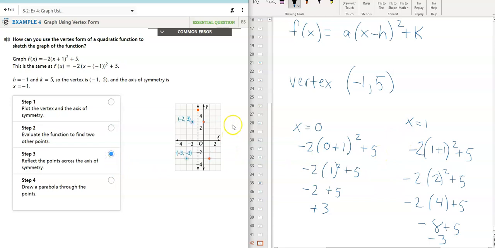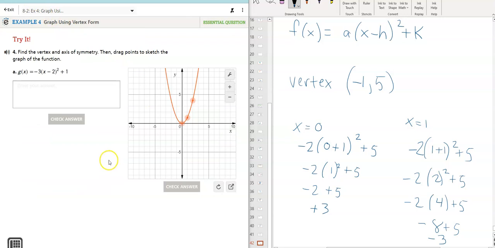We are now going to reflect equal distance across the axis of symmetry. We're going to reflect my points over there, okay? So this one here was 1 away from my line of symmetry, so I'm going to go 1 away on the left. Here, I'm 2 away from my line of symmetry, so my points are now 2 away. I'm now going to draw a parabola through those points, and boom, I have made a graph.